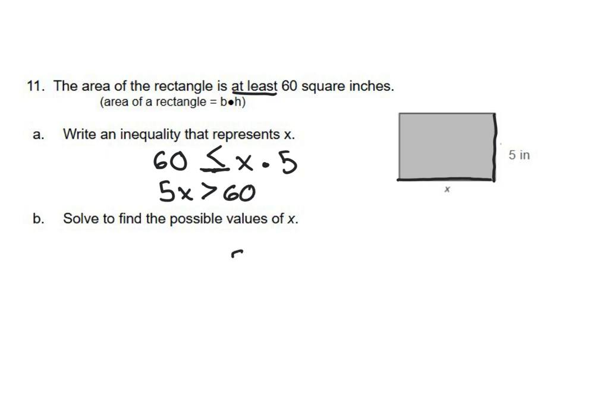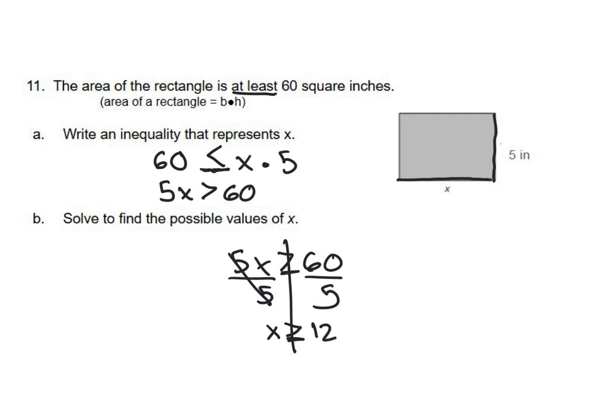So now to solve this, we would undo 5 times x, which is divide by 5. 5's cancel. X has to be greater than or equal to 12. So it could be 12, it could be 13, it could be 14, or so on.